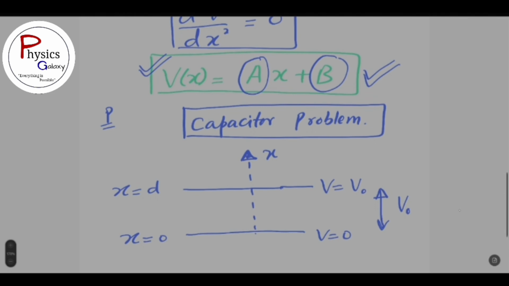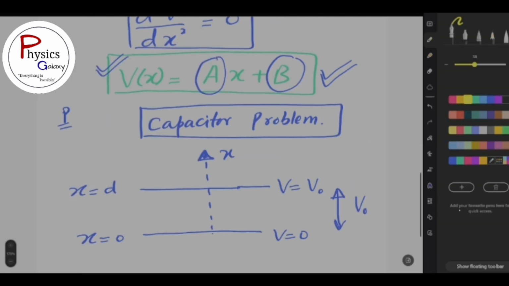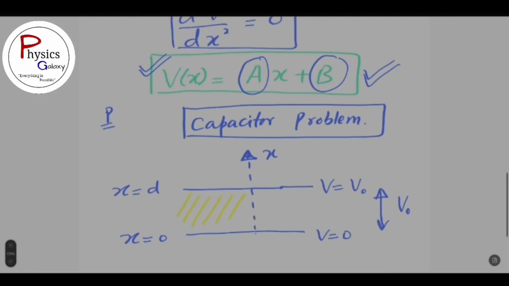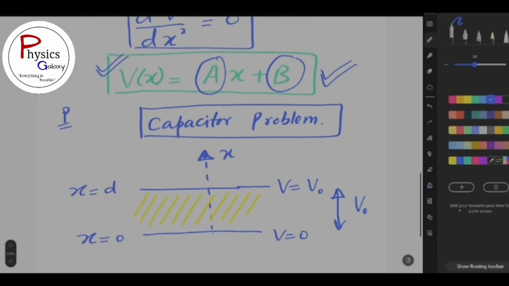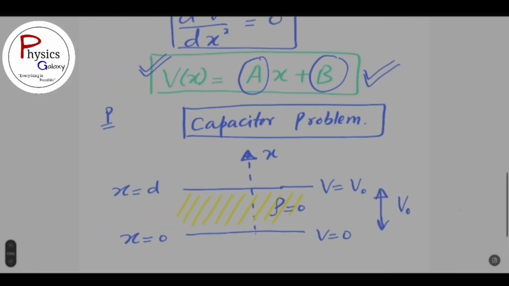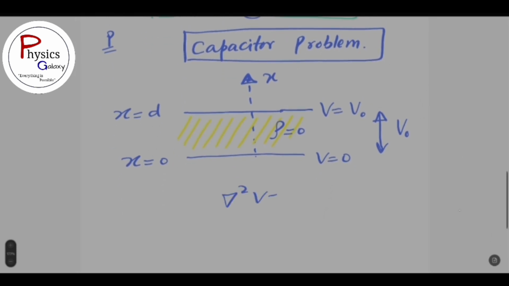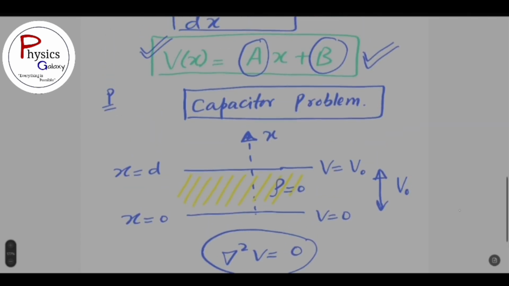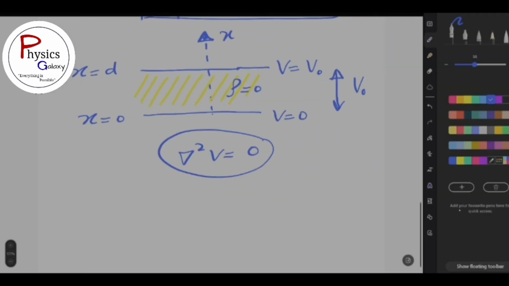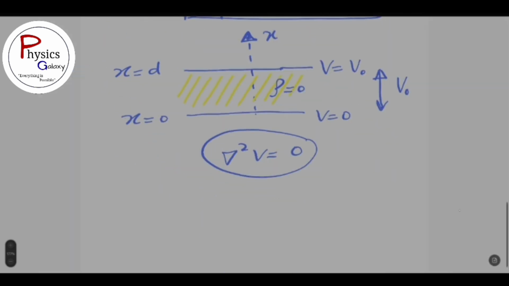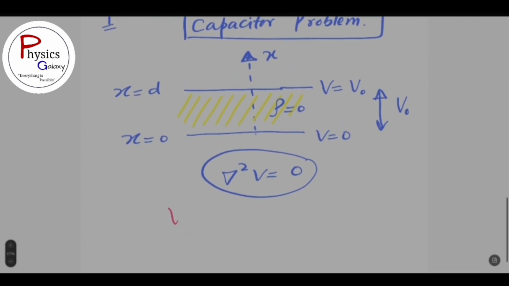Now, in the region between the plates, suppose there are no charges. If there are no charges, that means rho equals 0 between the parallel plates. So I can use Poisson's equation for this case, del square V equals 0, and I know the solution for this equation, which is simply ax plus b. So the solution will be V of x equals ax plus b.